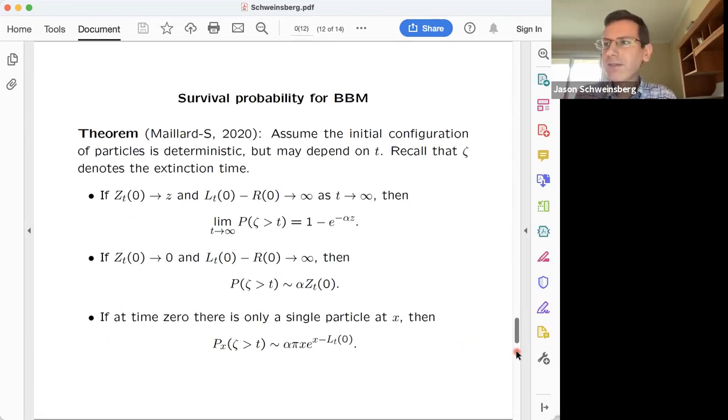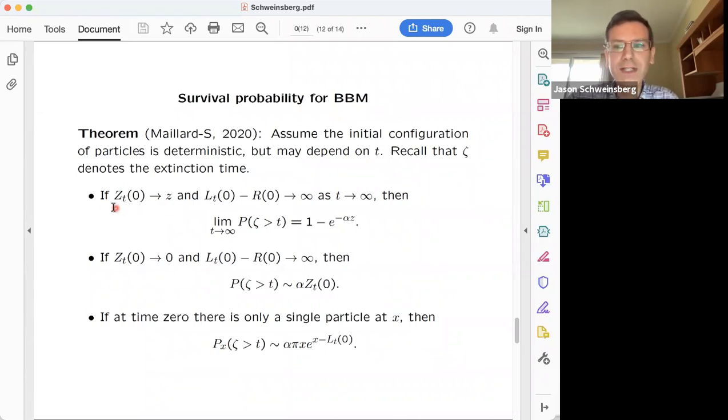So this connection gives us our theorem on the survival probability for branching Brownian motion. We'll assume for simplicity that the initial configuration of particles at time 0 is deterministic, but the initial configuration of particles may depend on the parameter t. And recall here that zeta denotes the extinction time.